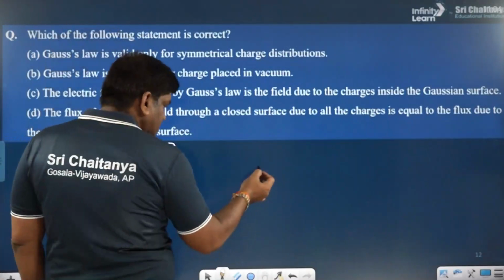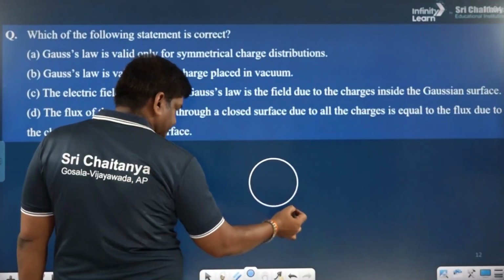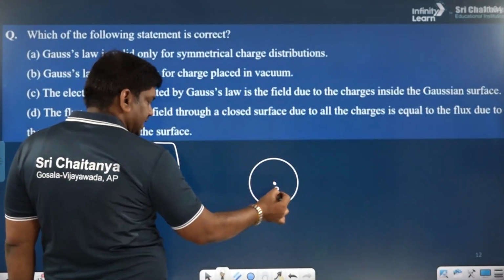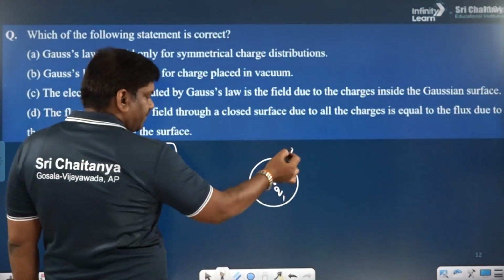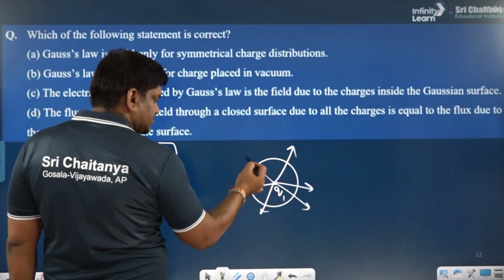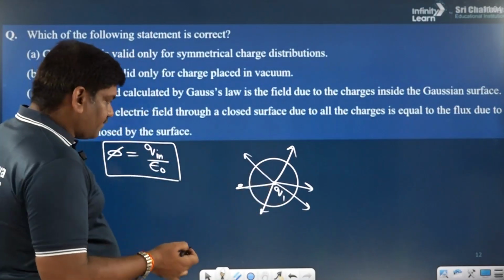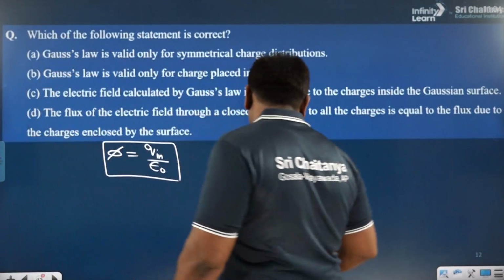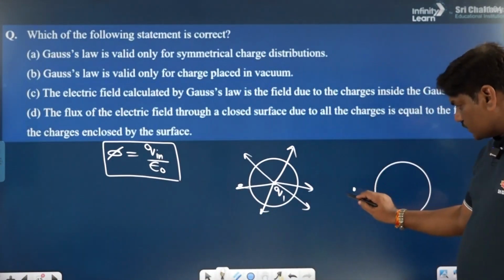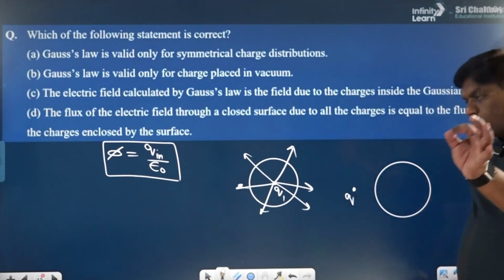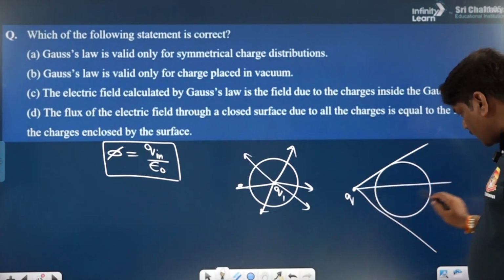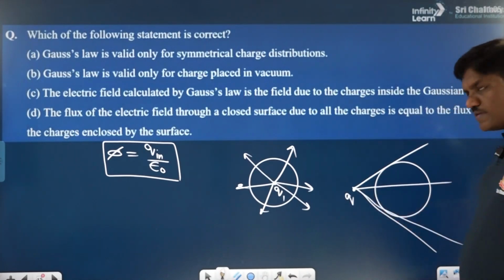Let's see. Suppose we have one spherical surface. Whatever is the charge inside, let us say Q1, whatever number of field lines are passing, I can clearly say the flux is depending on this Q inside. But what if the charge is outside? Suppose I have the same spherical surface again, and now the charge is outside. Outside charge will also produce an electric field, which passes through like this.